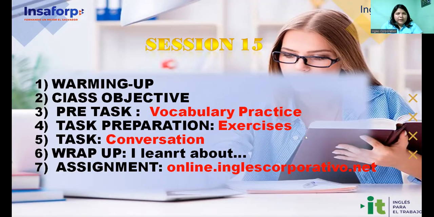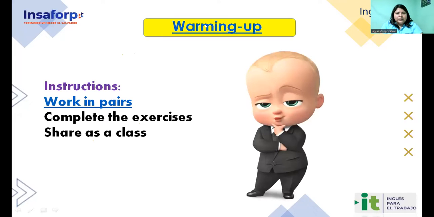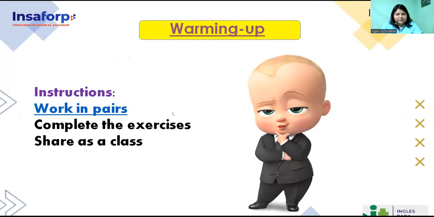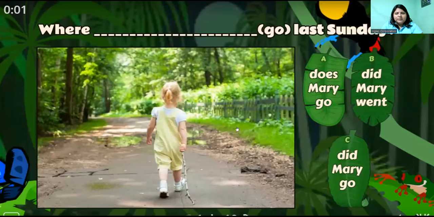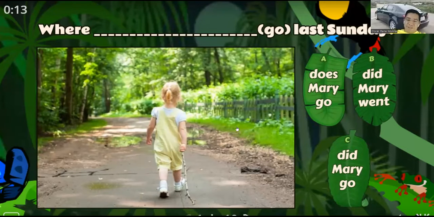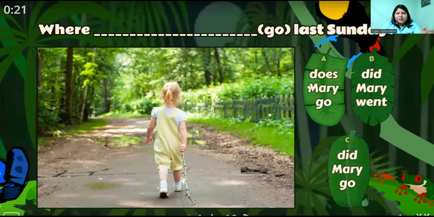Right now, we're going to start with our warming up. We're gonna work in pairs and complete the exercise. Let me open that. Can you see the screen? The green screen with the leaves? Yes, I see the children. Okay, you see a kid, right? We're gonna complete these questions with the correct verbs that we have here.